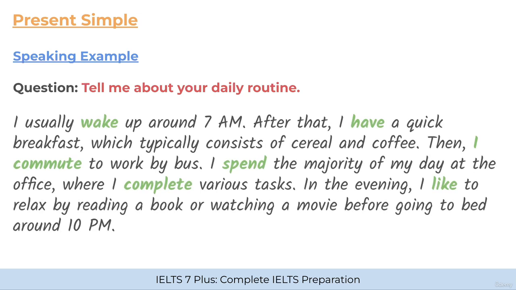I usually wake up around 7 a.m. After that, I have a quick breakfast, which typically consists of cereal and coffee. Then I commute to work by bus. I spend the majority of my day at the office, where I complete various tasks. In the evening, I like to relax by reading a book or watching a movie before going to bed at around 10 p.m.